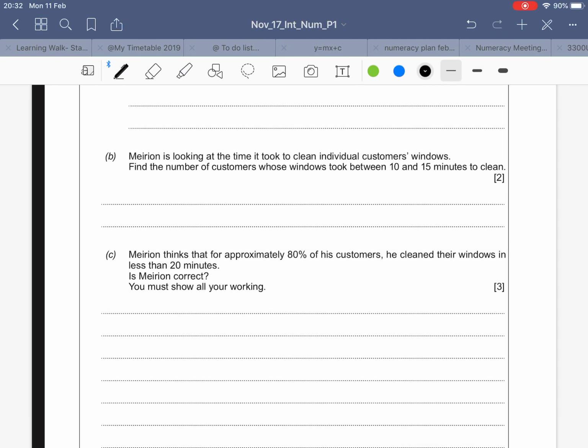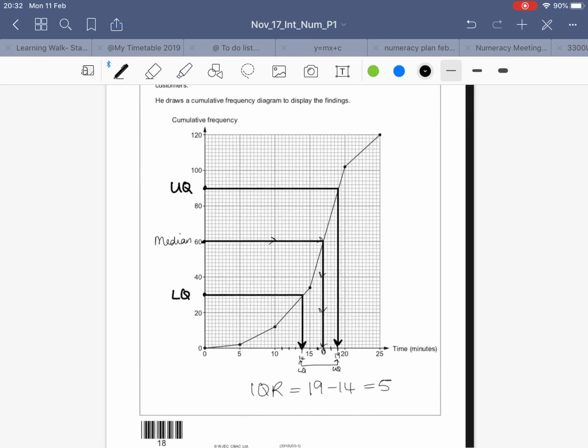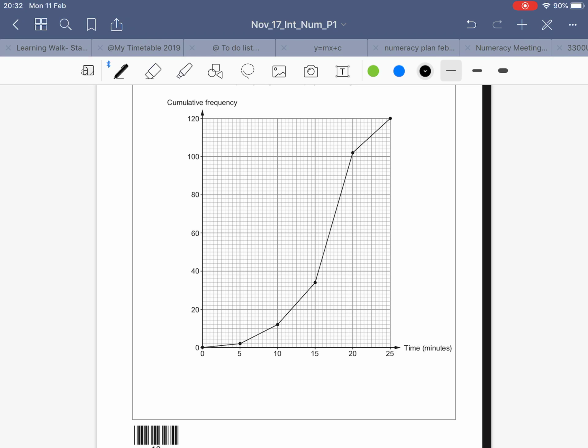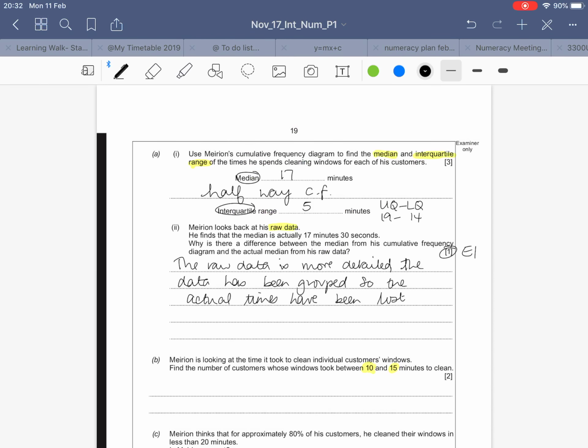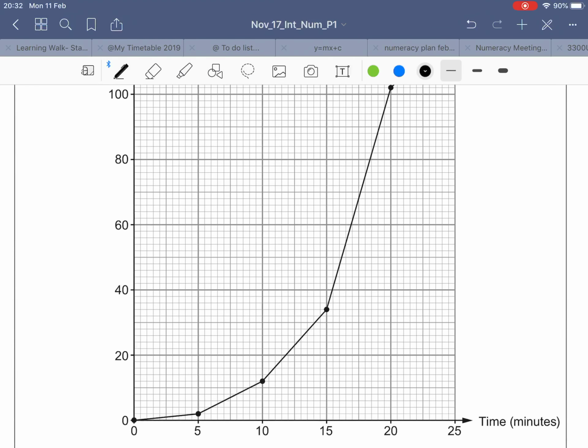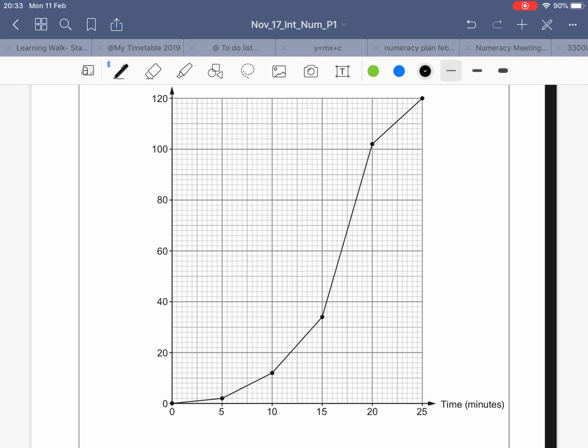Part B. Myrion is looking at the times it took to clean individual customers' windows. Find the number of customers that it took between 10 and 15 minutes. So as I go back to my graph now, I'm actually going to clear it so that I can look at this fresh and without any earlier lines to confuse me. So if I'm looking for the customers that took between 10 and 15 minutes, as I look at this cumulative frequency graph, I'm going to focus on 10 and 15 minutes.